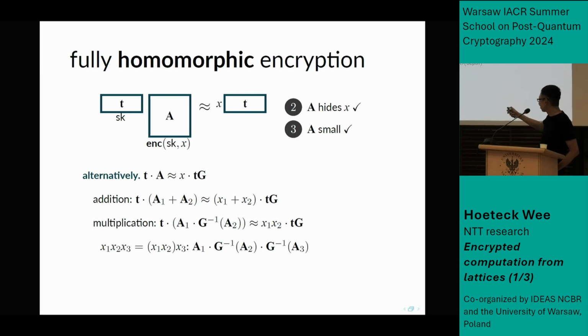So your new error is a bit hard to describe. For addition, your new error is the sum of the two old errors. For multiplication, it's going to be the old error for A1 times G inverse of A2, plus the error for the new A2 term. Okay, thanks. You have to evaluate it a bit carefully. In fact, it's going to get multiplied by either x1 or x2, so you actually need the fact that both x1 and x2 are bits. Questions? Okay, good. So that's all I'm going to say about FHE.